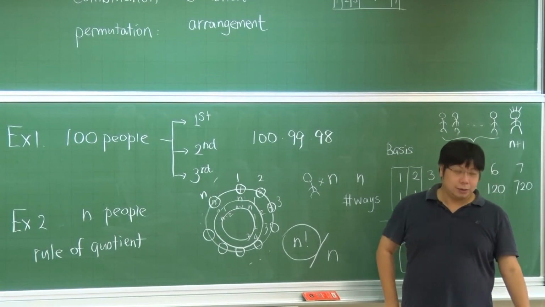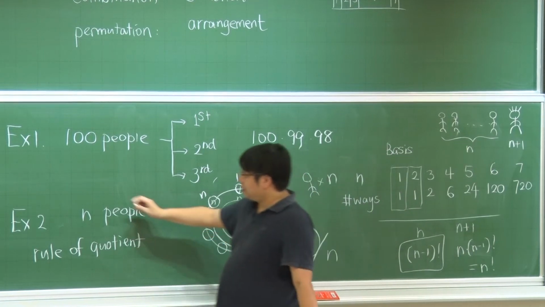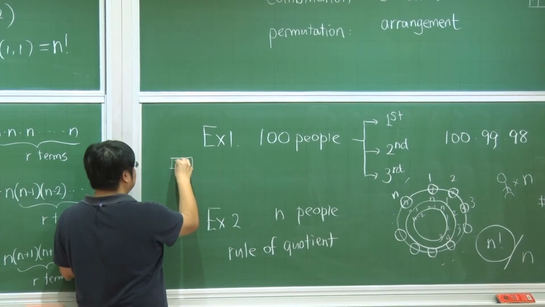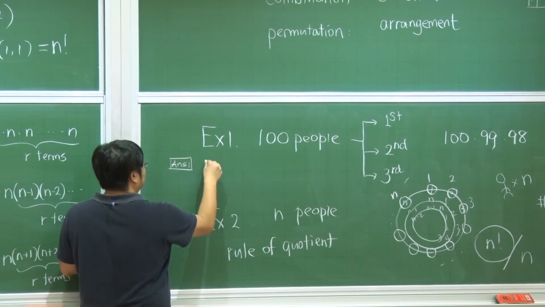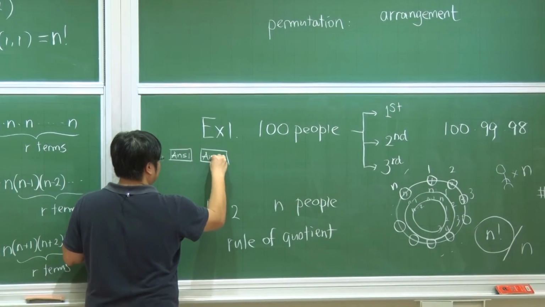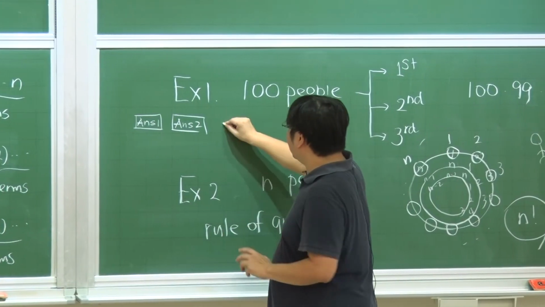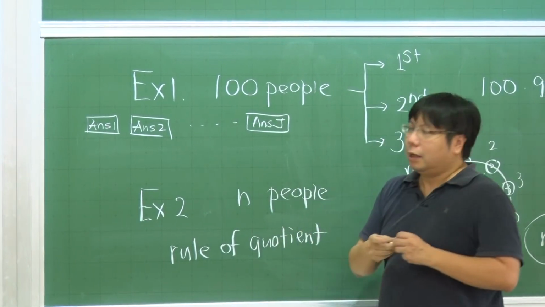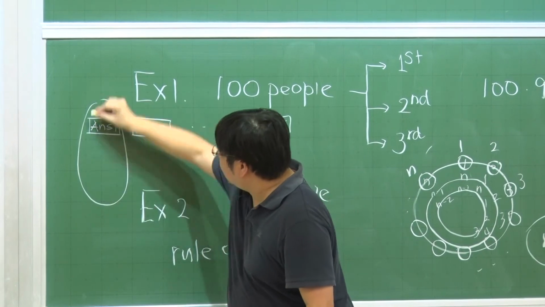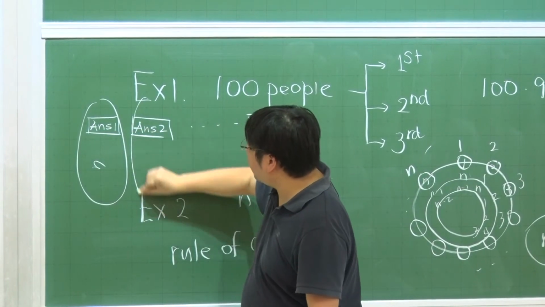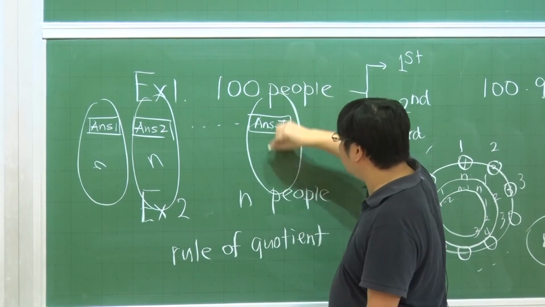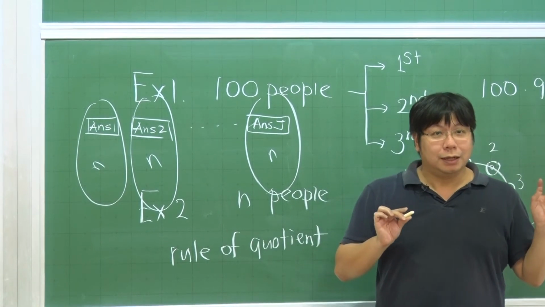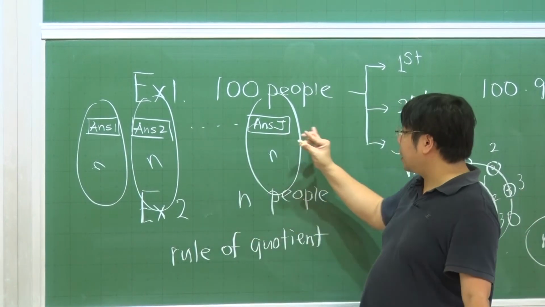we need to show what? We need to show that for each possible answer, so this is a particular answer, answer 1, arrangement 1, and for each possible answer, answer 2, so let's say we don't know how many answers there are, so let's say this is answer J, for each possible answer, it is overcounted by n times. Counted n times, n times, n times. And all these things do not overlap.